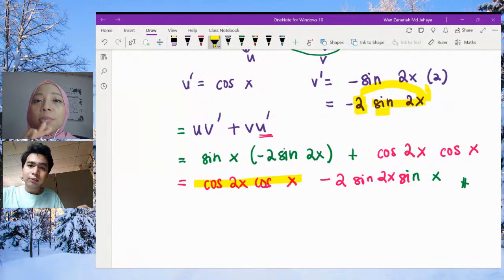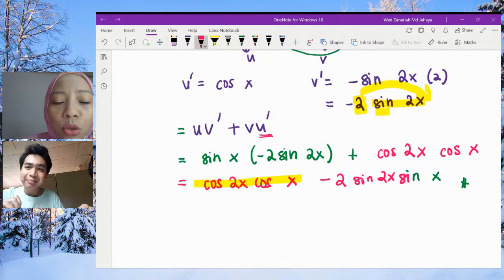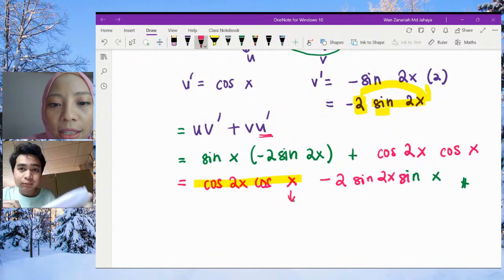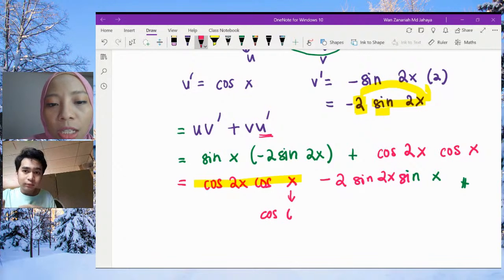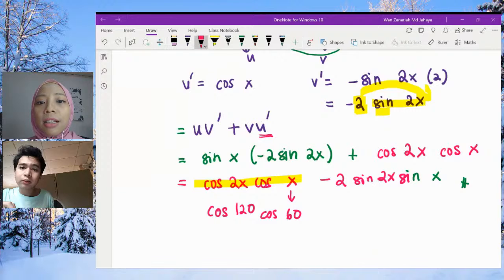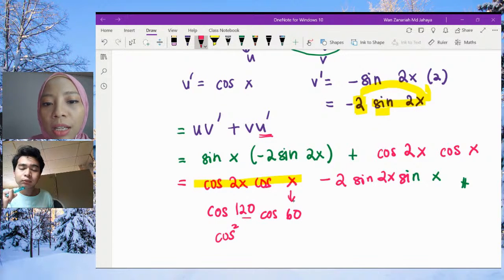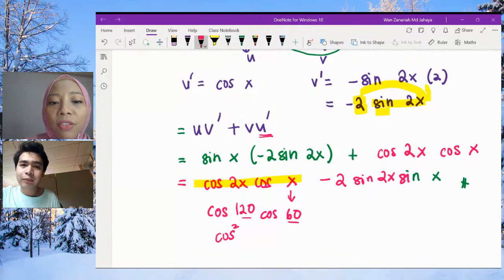Tak boleh, dosa besar. Okay, for example, your x is 60. Contohlah, your x ni 60. Cos 60, so ini maksudnya cos 120. Dia tak boleh darab. Dia tak boleh jadi cos square. Lepas tu you nak tambah. Tak boleh. Cannot. You have, this is apple, this is orange. Dia tak sama.